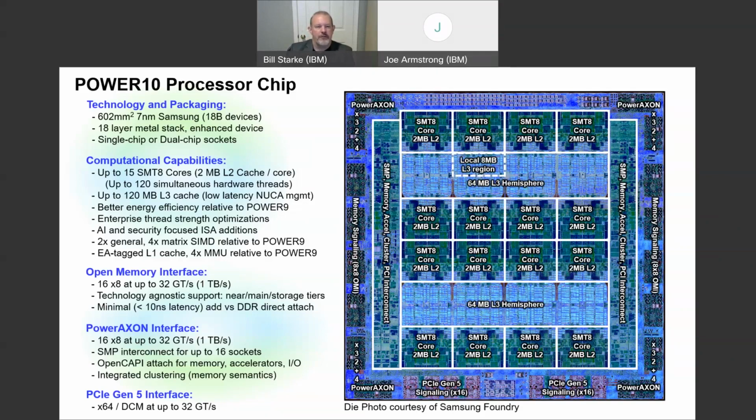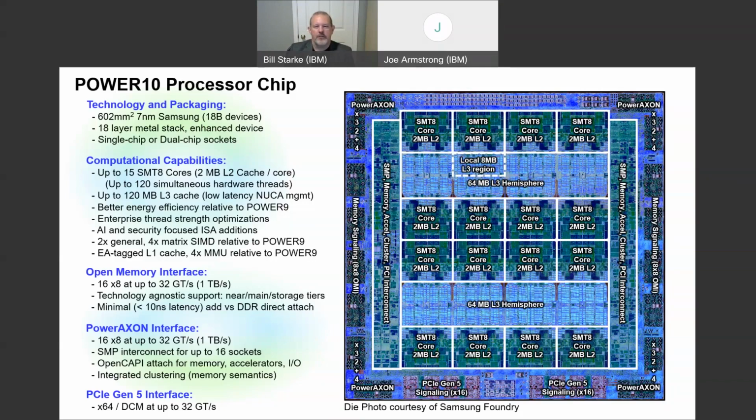The open memory interface is a new feature for Power10. I'll hit that in the next few charts. But it brings extremely high signaling bandwidth between the processor and the buffer chip. And it's not just for Power10; this is going to be multi-generational: Power10, Power11, most likely Power12 going forward. We're really building this for long-term durability of the memory interface and composability.